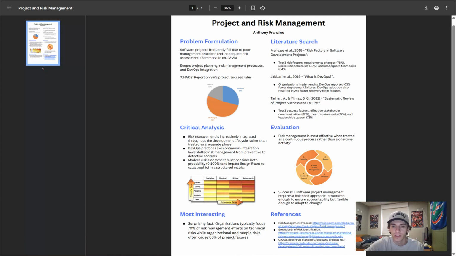Successful software project management requires a balanced approach. This means that it needs to be structured enough to ensure that all members are held accountable and that all risks are assessed. But it also has to be flexible so that everyone can adapt to changes, since changing certain aspects of the project can bring up new risks. You need to continue this cycle of identifying and assessing risks, monitoring them, and responding to them.